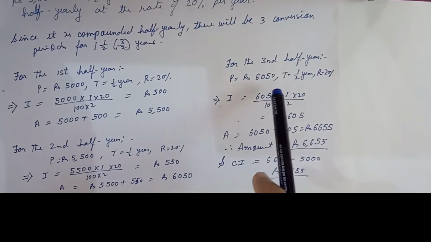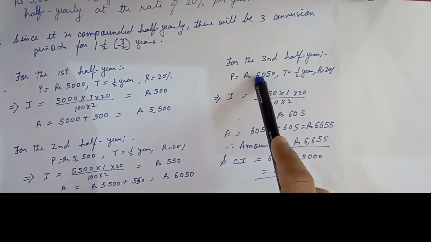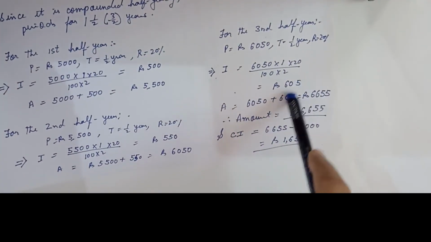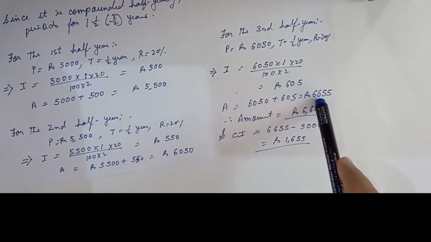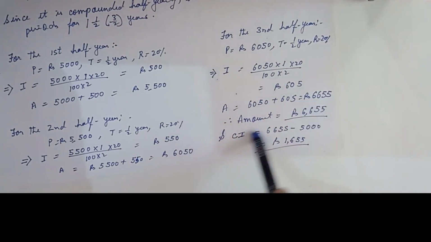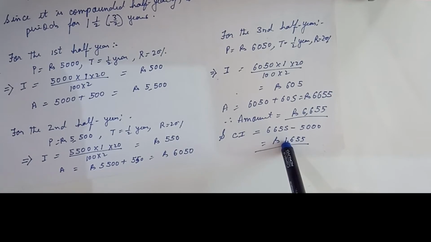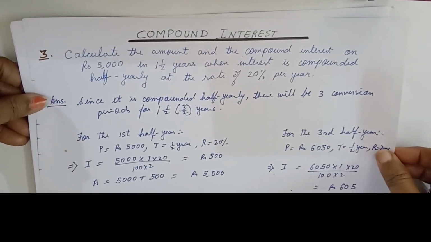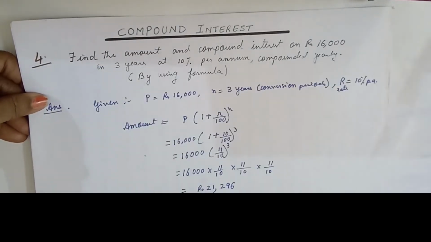This becomes the principal for the third conversion period. So again, principal 6,050, time half year, rate 20%, substitute, 605. So the final amount is principal plus interest. Compound interest, subtract the principal 5,000 and you get the compound interest. I hope you understand. I have explained both the methods, compounded annually in question number 2, compounded half yearly in question number 3, by the simple interest method.